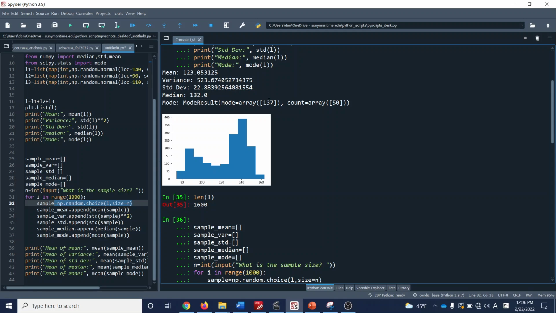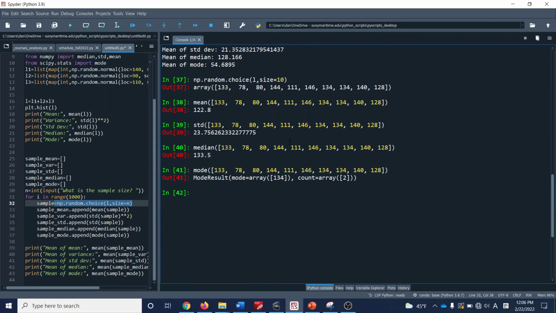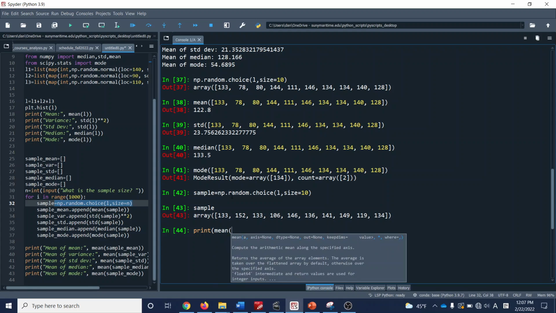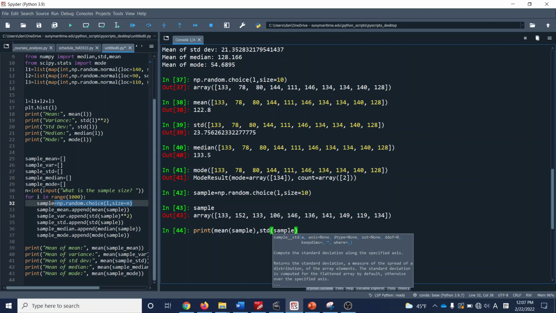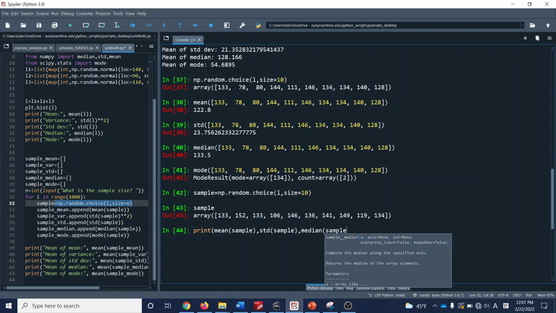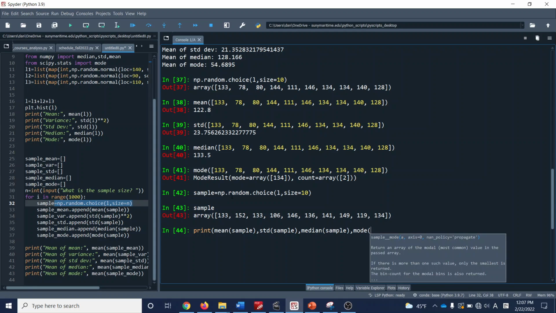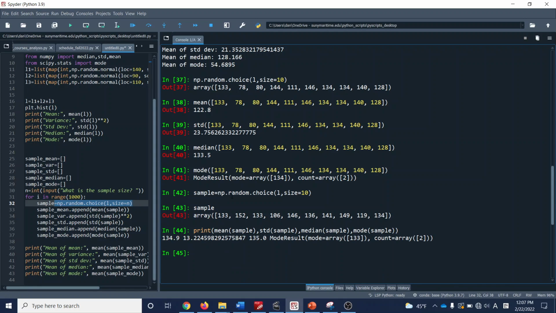134, whereas it's 137. Okay. All right, so this time we got lucky. But let's see what if I chose another sample. So let's say sample is a random 10. Okay. And I try to print the mean of the sample, standard deviation of the sample, median of the sample, the mode of the sample. Let's see what that gives us.